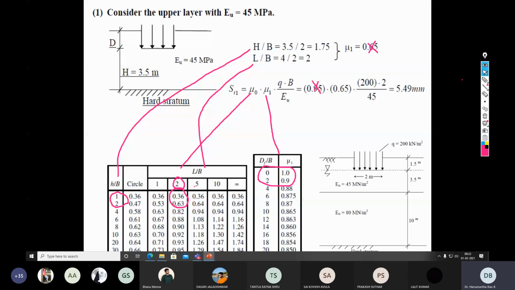Okay, so this is the reality of the sum. There are two different factors that one has to pick up from these two different tables. One factor, mu1, is related to the function of Df by B, while the other, mu0, is a function of two geometrical parameters, that is the ratio of H by B and L by B.